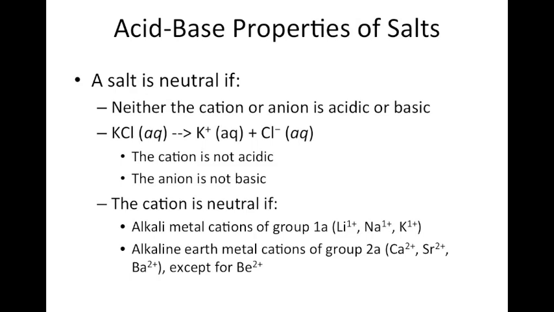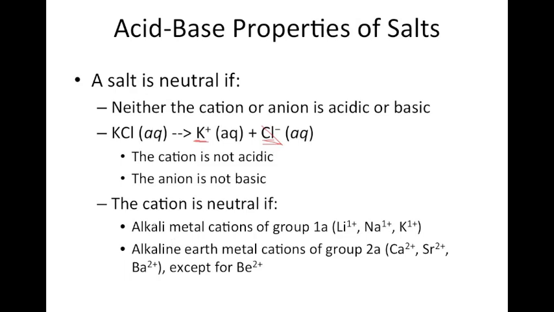And finally, a salt is neutral if the cation and anion are neither acidic nor basic. So as we saw in the previous example, something like potassium chloride, our cation is not ammonium. It is not a small, highly charged cation, and the anion is not a weak base, and it does not interact with water to form a weak acid. So here, the cation is not acidic, and the anion is not acidic or basic. So this would be a neutral salt.